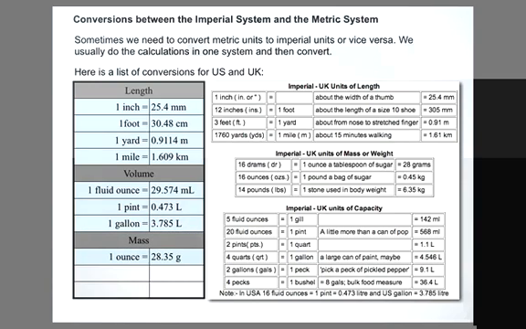And for mass, 1 ounce is equal to 28.35 grams. 1 pound is equal to 0.454 kilograms. And 1 ton is equal to 0.907 metric tons.